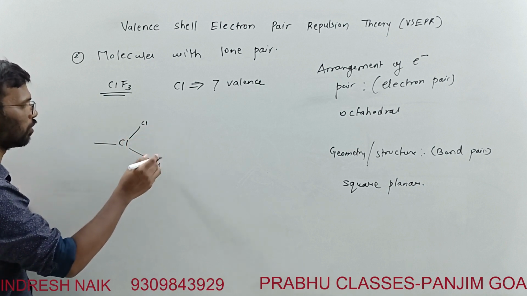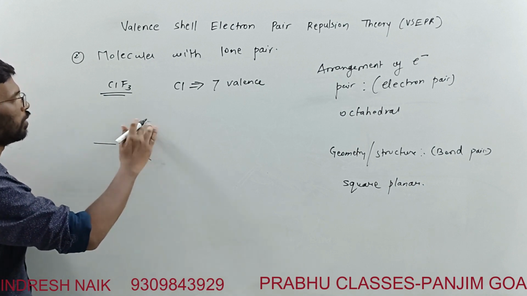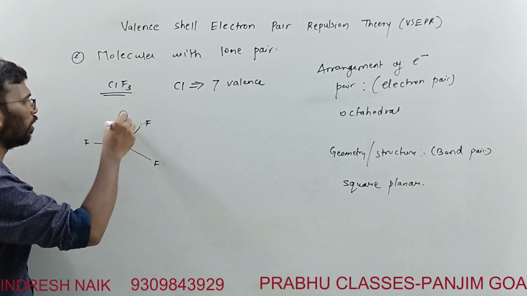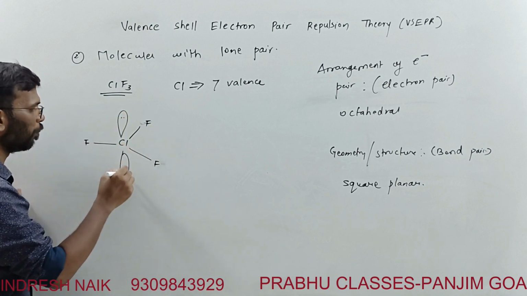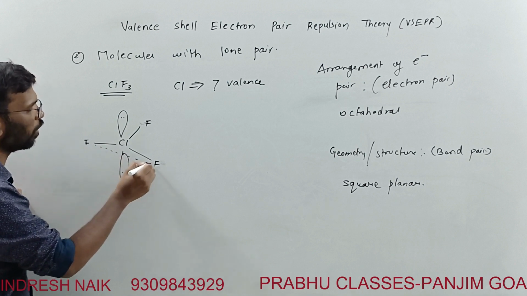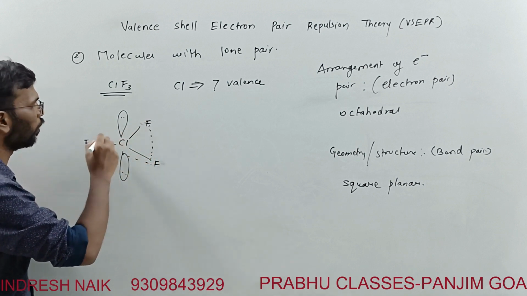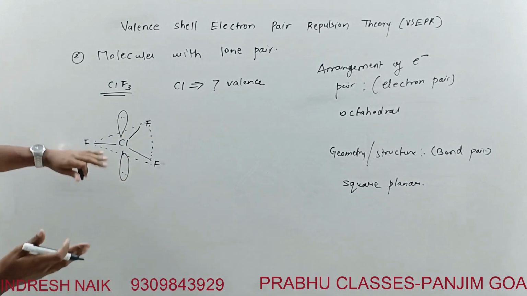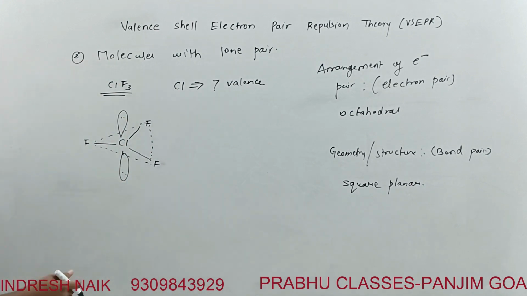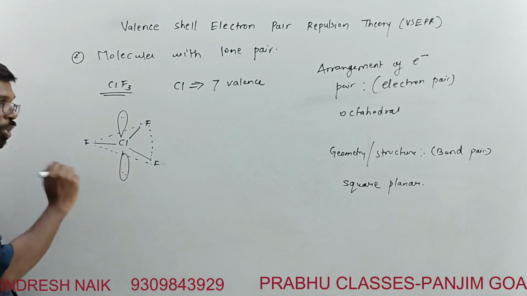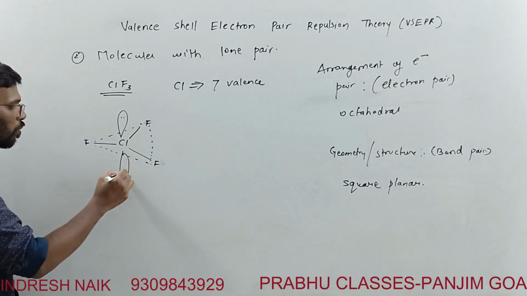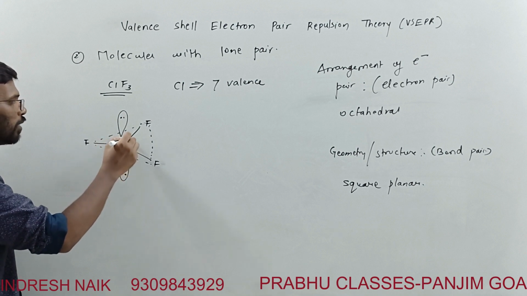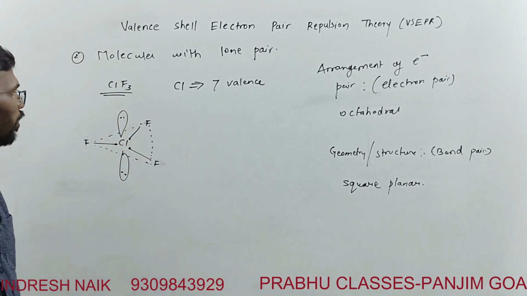Cl, fluorine, and one above and one below. It is planar, this is in one plane, this fluorine and this fluorine. Understand? The dotted line is nothing, it is just to show that it is lying in one plane. This lone pair is above the plane, and this lone pair is below the plane. So 1, 2, 3, 4, 5, 6 and 7. 7 electrons are done over here, right?